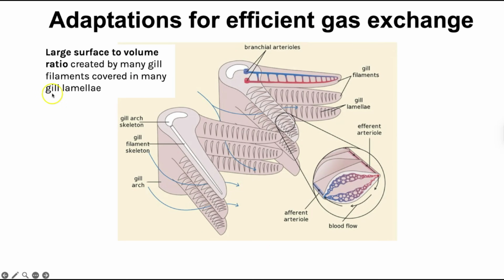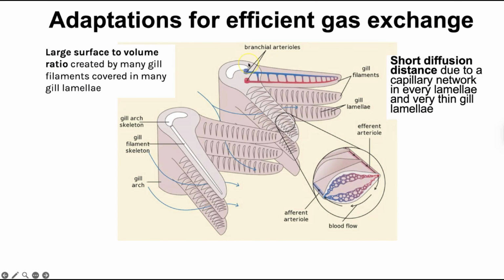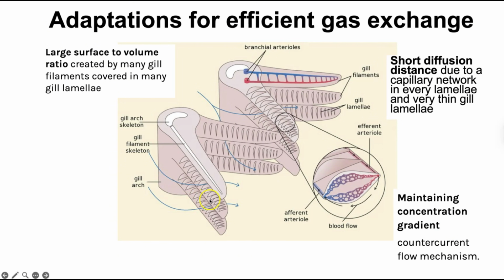So other adaptations then. We've talked about how they have a large surface area to volume ratio. Next then is how is the short diffusion distance maintained or provided? And that is, first of all, because the gill lamellae are very thin, but also within every gill lamellae there's a capillary network, and the gases are diffusing from the water into the blood in the capillaries, and that's a really short diffusion distance. Finally then, it's how do they maintain that concentration and diffusion gradient across the entire lamellae, even though there's a low amount of oxygen in water.